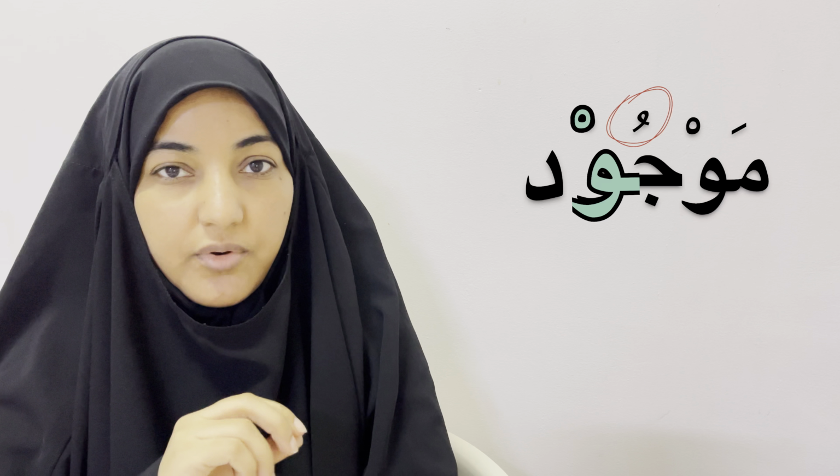The second waw is a long vowel because it comes after a dhammah on jim. When a dhammah appears before waw, it signals that the waw is part of the long vowel system, stretching the sound into ju, as in mawjood.